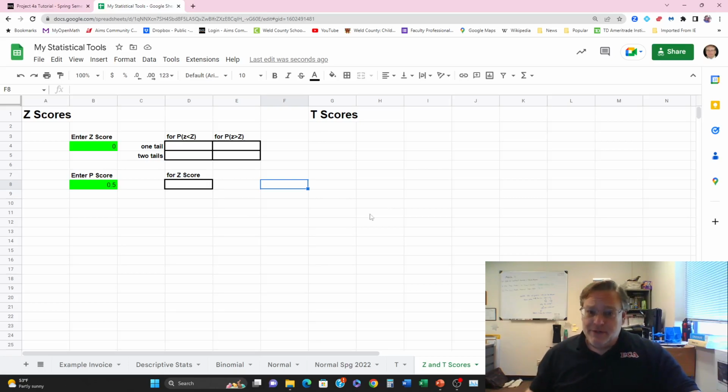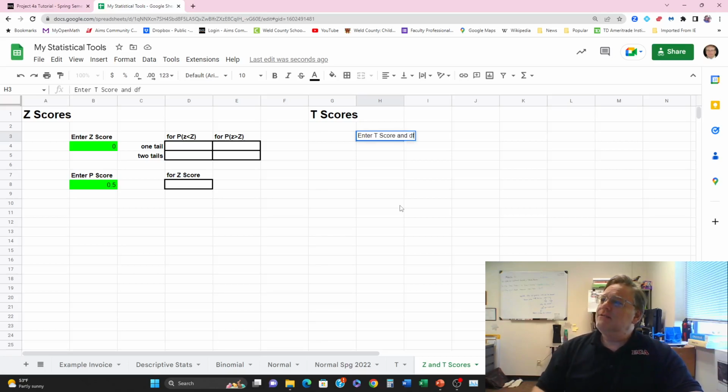The other half is going to be virtually identical to it. It's going to be over here in the t-scores area. And so I'm going to put my cursor here in H3, and I'm going to type enter t-score and DF. DF stands for degrees of freedom. You'll understand that more as we get more into the t distribution here.